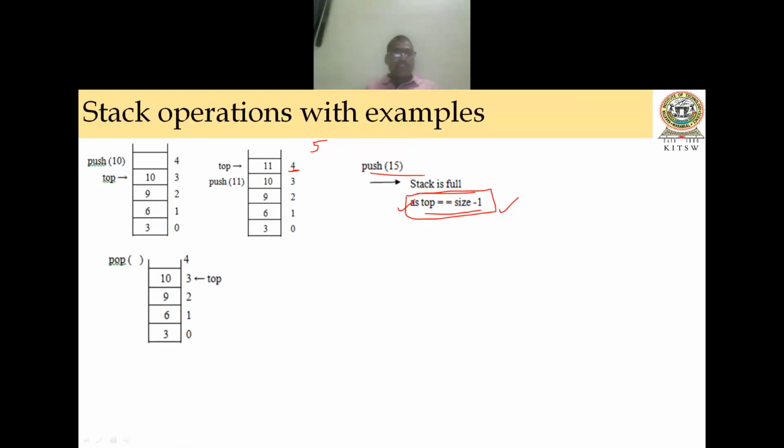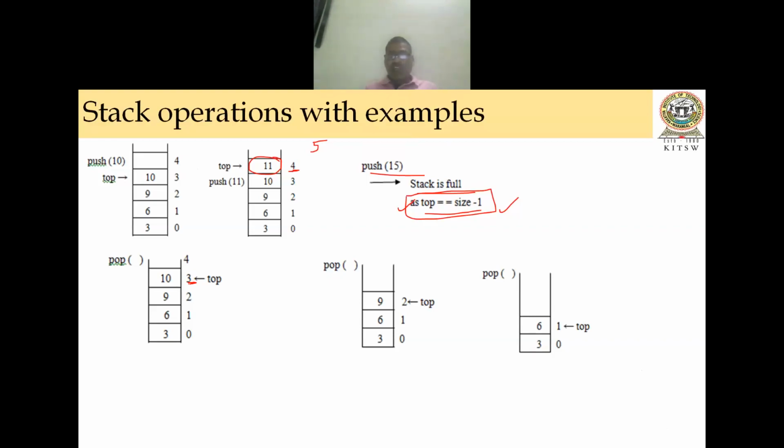So now if you want to pop, you can pop the topmost element in the stack. What is the topmost element? 11. So 11 can be popped, then top is decremented, so it is pointing to the third index location. Like that, a sequence of pop operations. If you call the pop operation a third time, the third element, 9, is removed, so top becomes 1. So top is pointing to index location 1. Fine. If you pop again, 6 will be popped, 6 will be removed.